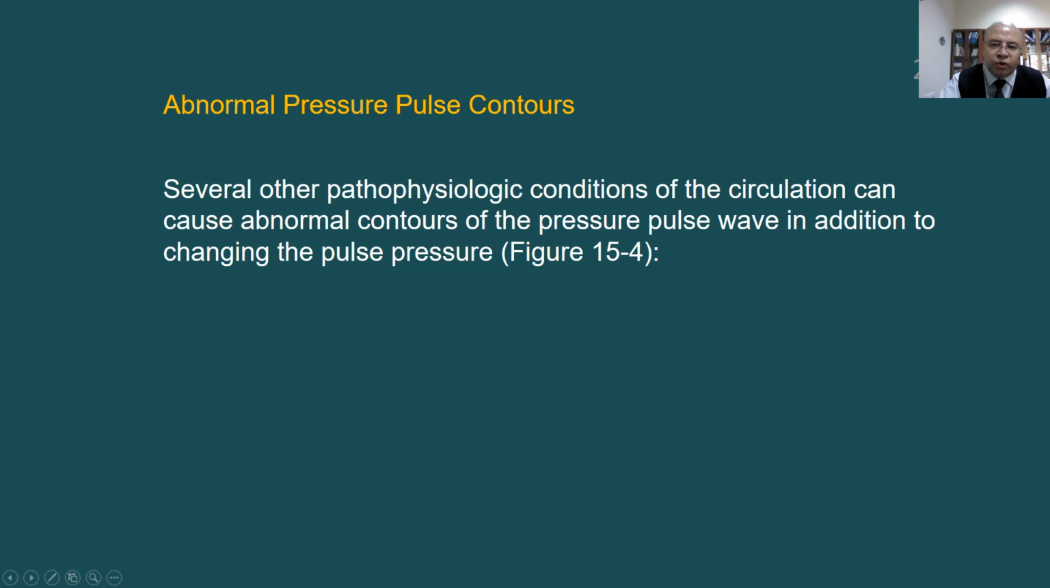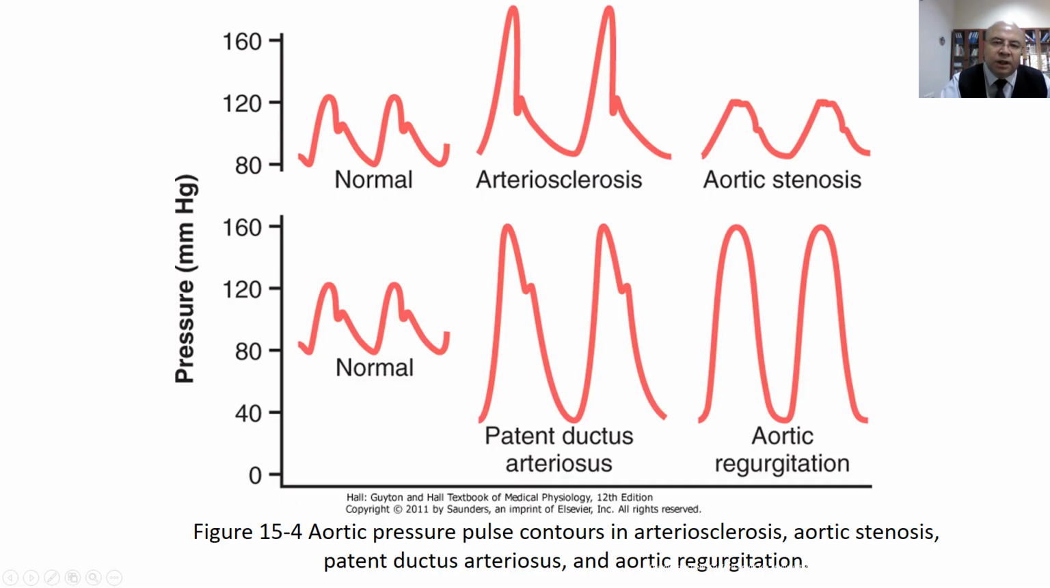Abnormal pulse pressure contours can be seen in different pathophysiological conditions. Let's see, some examples are shown here. For example, this is a normal aorta, and here there is arteriosclerosis in elderly people.